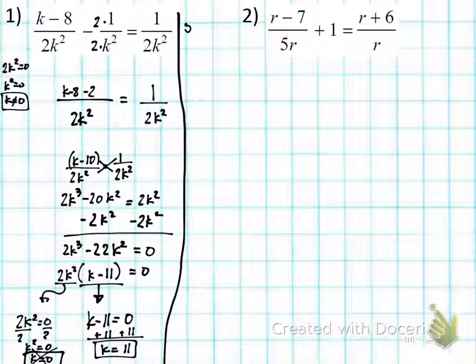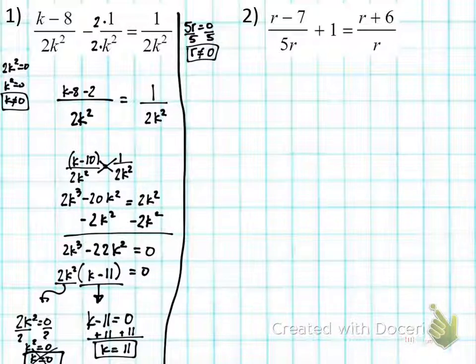First thing I want to do is identify any excluded values. We got 5r as a denominator here, and we have r here as a denominator. So I'm going to move 5r to the side, and I'm going to figure out what the excluded values are. So we got r cannot equal 0. So that's the first thing. And I have another r here. If I were to set r equal to 0, you'd still get the same excluded value. R cannot equal 0.